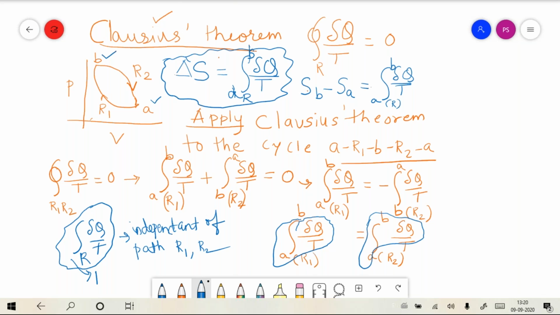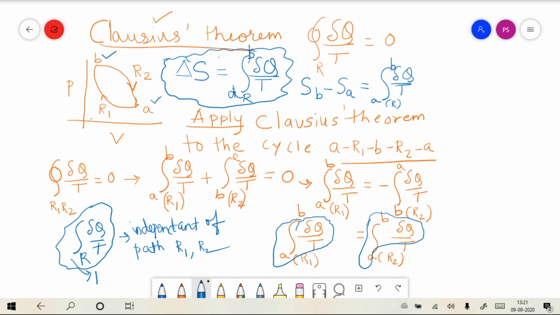Now, what is the next step in the proof? I have applied the Clausius theorem to the reversible cycle A R1 B R2 A. It means that the cyclic integral of del Q by T for the cycle A R1 B R2 A is equal to 0. In other words, it is the summation of the processes: the integral from A to B of del Q by T via path R1, plus the integral from B back to A of del Q by T via path R2, which is equal to 0.